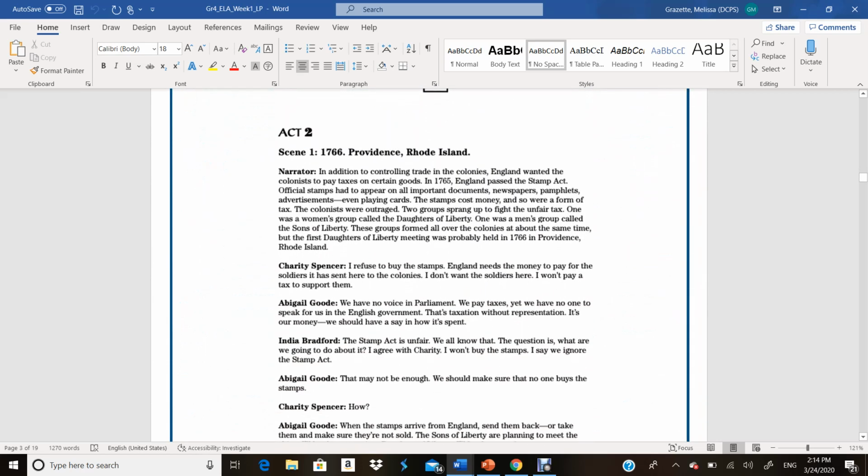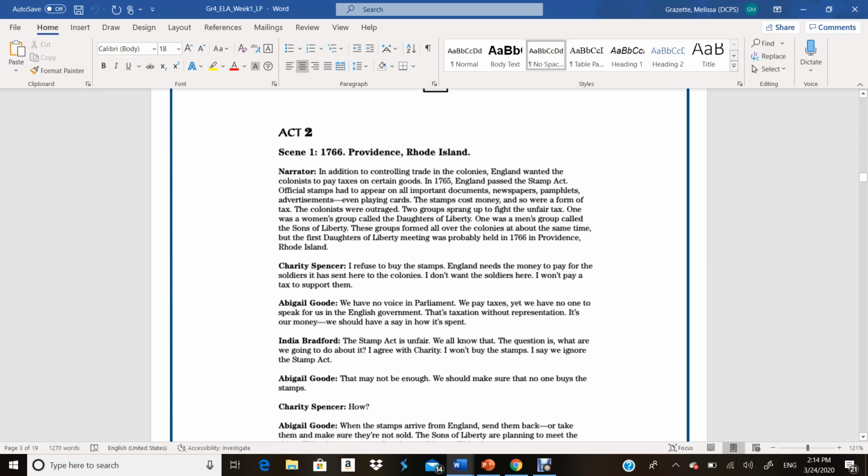Act 2, Scene 1. The time is now 1766, and they're in Providence, Rhode Island. Narrator: In addition to controlling trade in the colonies, England wanted the colonists to pay taxes on certain goods. In 1765, England passed the Stamp Act. Official stamps had to appear on all important documents, newspapers, pamphlets, advertisements, even playing cards. The stamps cost money, and so were a form of tax.